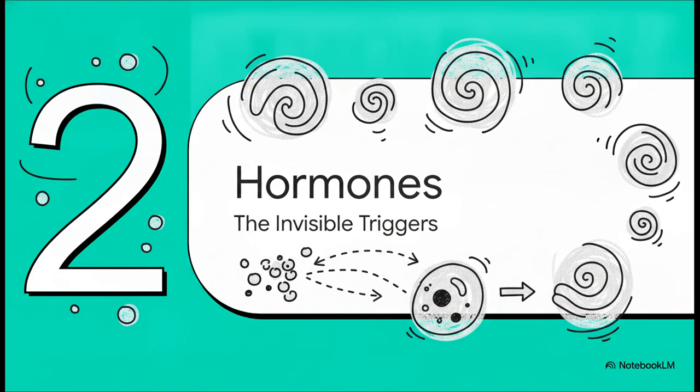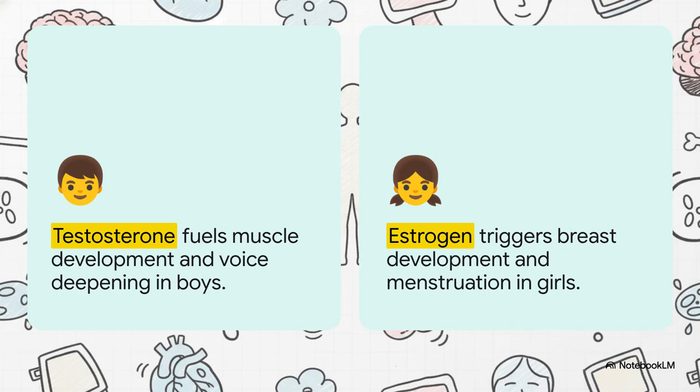Moving right along to section 2, hormones. The invisible triggers. We're shifting from the big picture all the way down to the microscopic causes. Now let's look at the invisible chemical surges driving all this. Check out this split view. On the left side for boys, notice how the vector points from testosterone directly to muscle development and voice deepening.